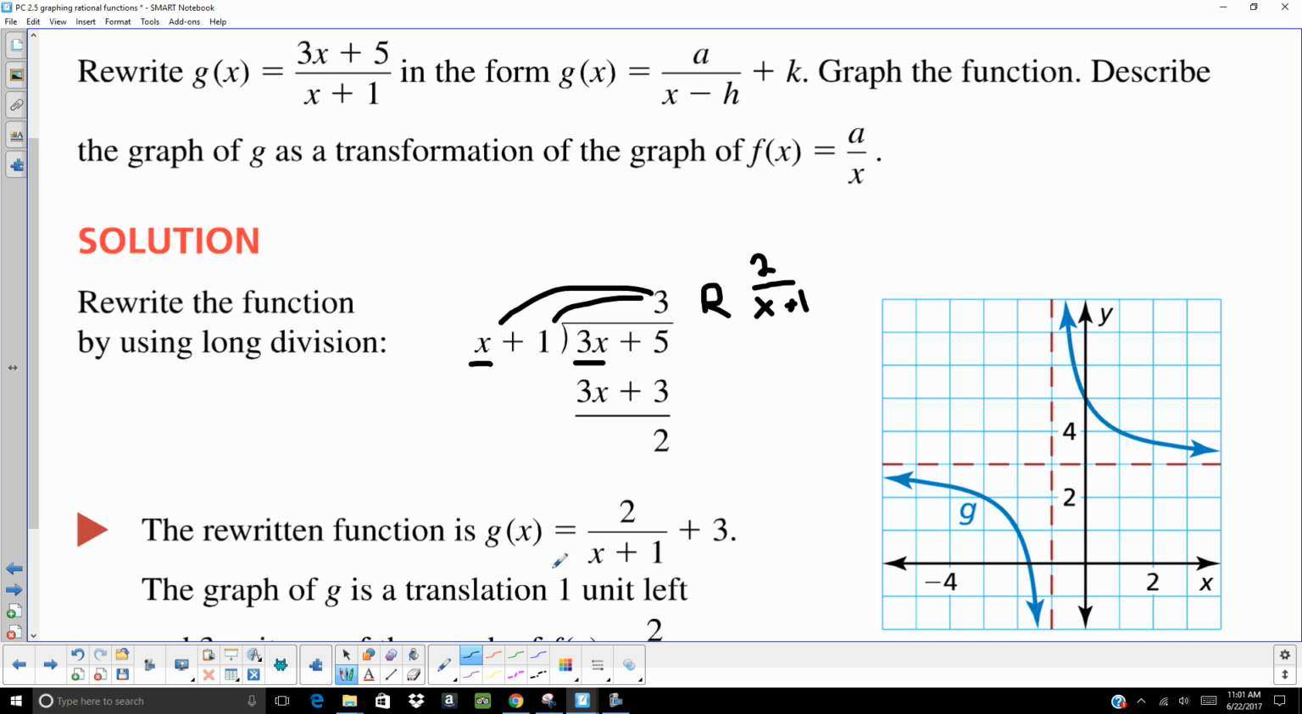Our vertical asymptote is going to be at x = -1. And our horizontal is at 3. Which we could have gotten just looking at here, but it would have been in the correct form. We could have looked at our denominator and said, well, x can't equal -1, so that's going to give us our vertical. 3x over x is the same as 3 over 1. That's going to give us our horizontal.